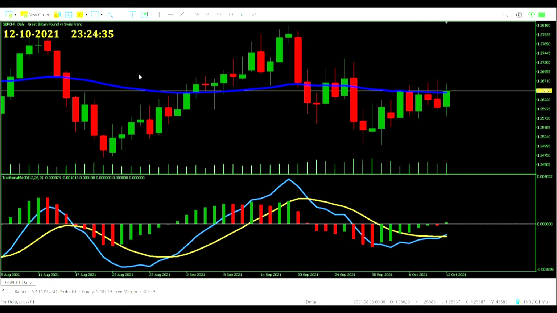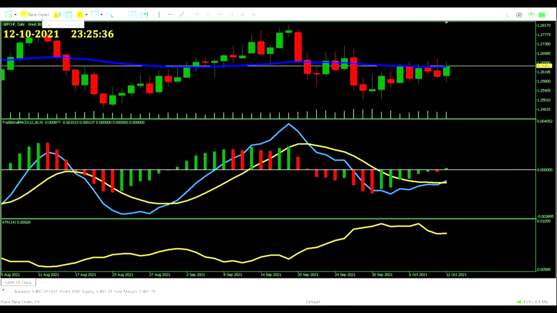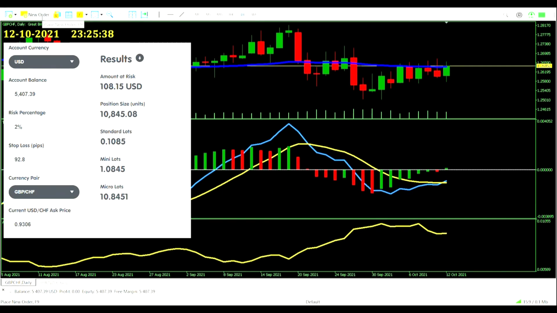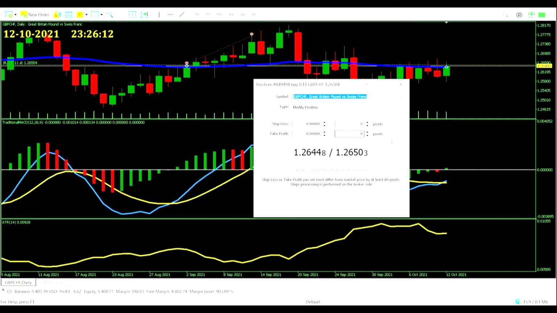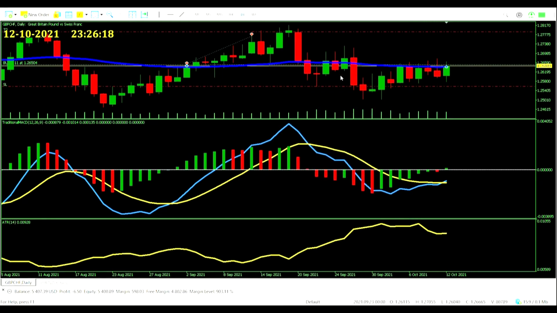First we'll go for the Great British Pound Swiss franc. Let's have a look at that ATR, the average true range. 92.8 pips, that is the reading. So we'll put our risk on the screen now for that one. Let's buy our way in. And who could forget our stop loss and take profit. 1 times ATR for the stop loss and 1.5 for the take profit. Not too bad looking at all, definitely got some room there.